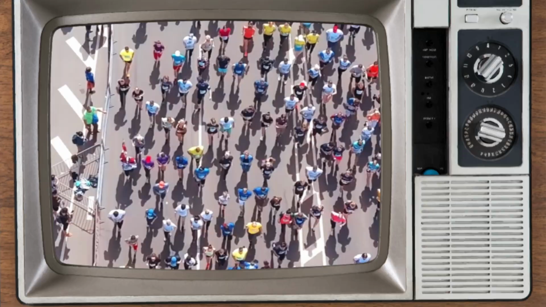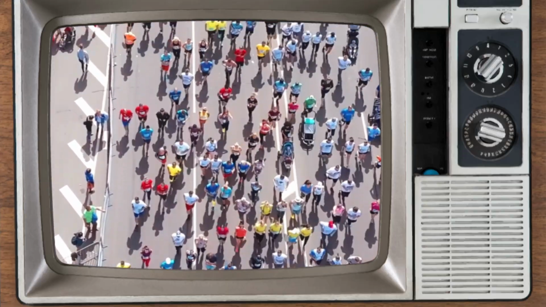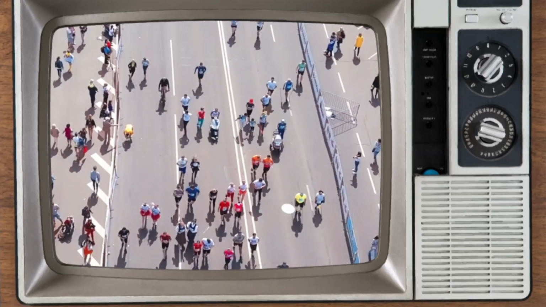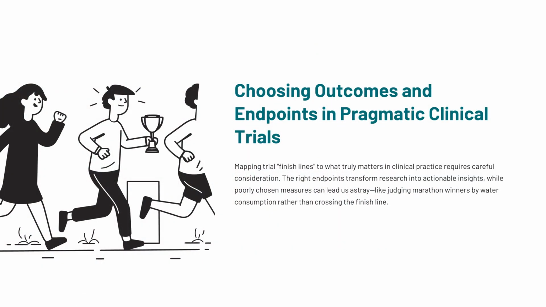Imagine a marathon where the winner is judged by how many cups of water they drank, rather than who crossed the finish line first. Sounds absurd, right? Yet in research, choosing the wrong endpoint can be just as misguided. In pragmatic clinical trials, we must choose endpoints meaningful enough to guide treatment decisions of healthcare providers, patients, and other knowledge users.